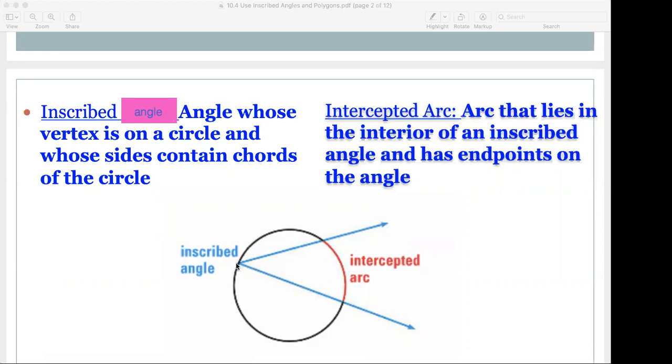That's all it is. Now what you're going to see is this angle, when you extend the side lengths, is going to intercept an arc. We call that the intercepted arc. So these are two vocab words we're going to be talking about. There's going to be a very distinct relationship between this angle here and the intercepted arc. In fact, the relationship is whatever the inscribed angle is, the arc is going to be twice as big.